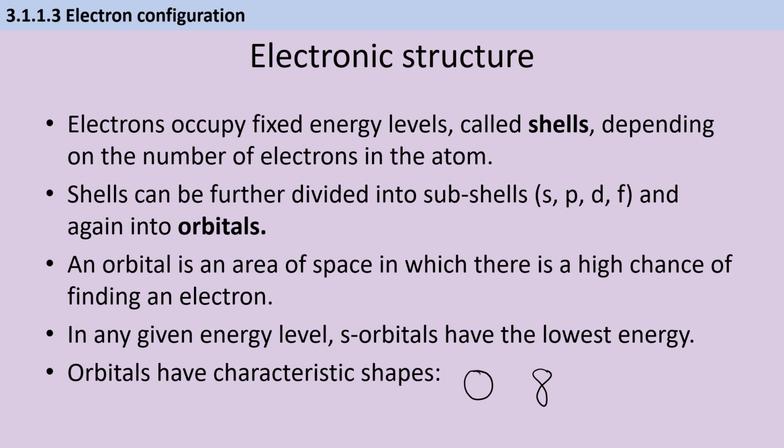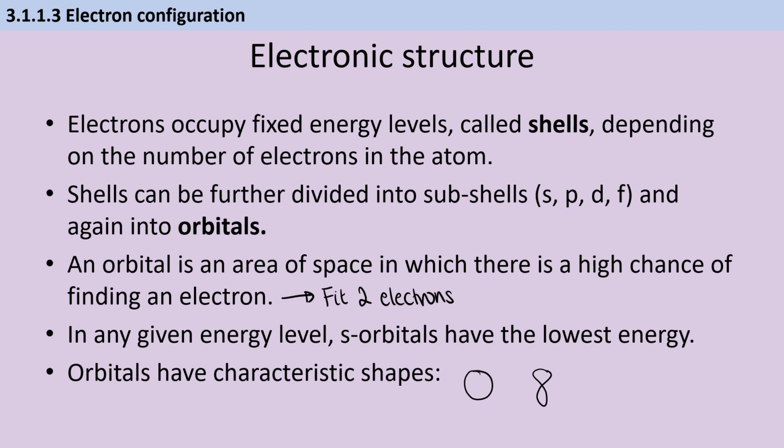An orbital is an area of space where there's a high chance of finding an electron, and all of the orbitals have room for 2 electrons in them. There's 1 s orbital per subshell, 3 p orbitals and 5 d orbitals, and in any given energy level the s orbitals are the lowest energy level. Later we encounter questions about how easy it is to lose electrons, and we always refer to the fact that a p orbital is higher energy than the s orbital.